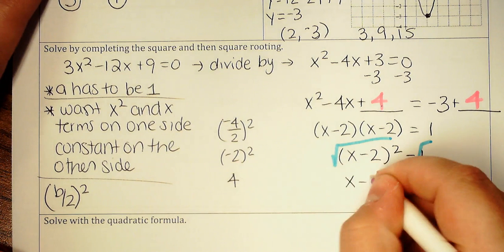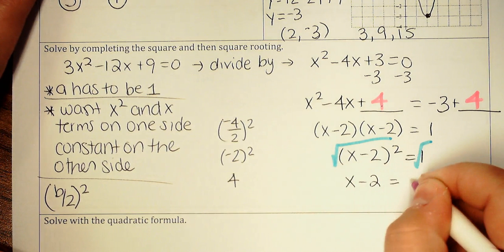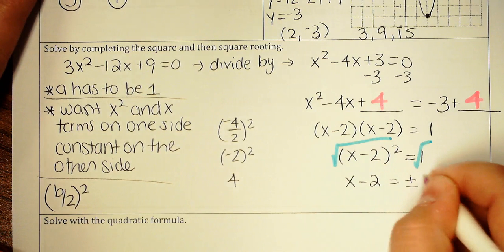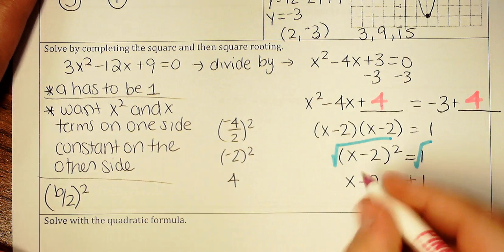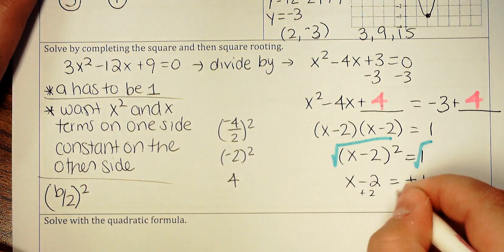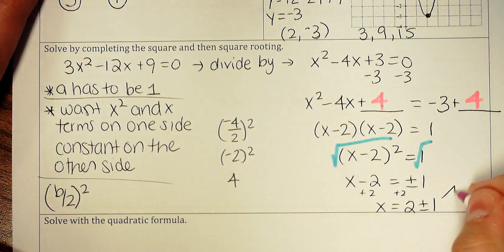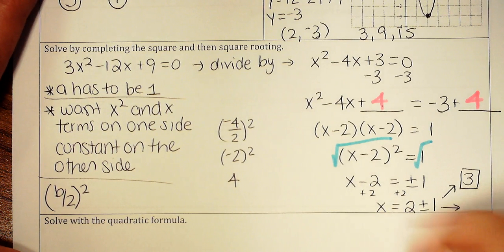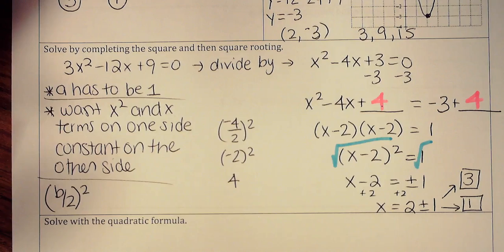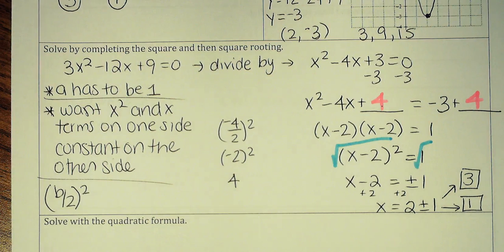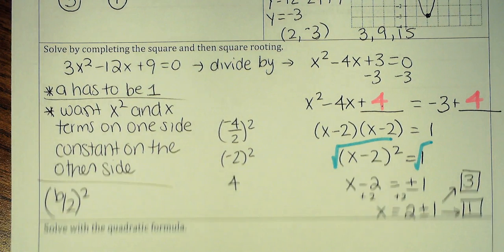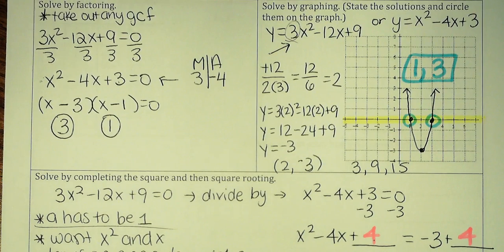So I have x minus 2, and the square root of 1 is actually 1. I've got to move that 2 to the other side, so we'd have to add it. So x equals 2 plus or minus 1. Well, 2 plus 1 is 3. 2 minus 1 is 1. And again, I'm getting these same answers. That's what I'm trying to show you guys, that all these different methods yield the same answer. 1 and 3 are still the answers, just like they were up where we did the graph and where we did the factoring.